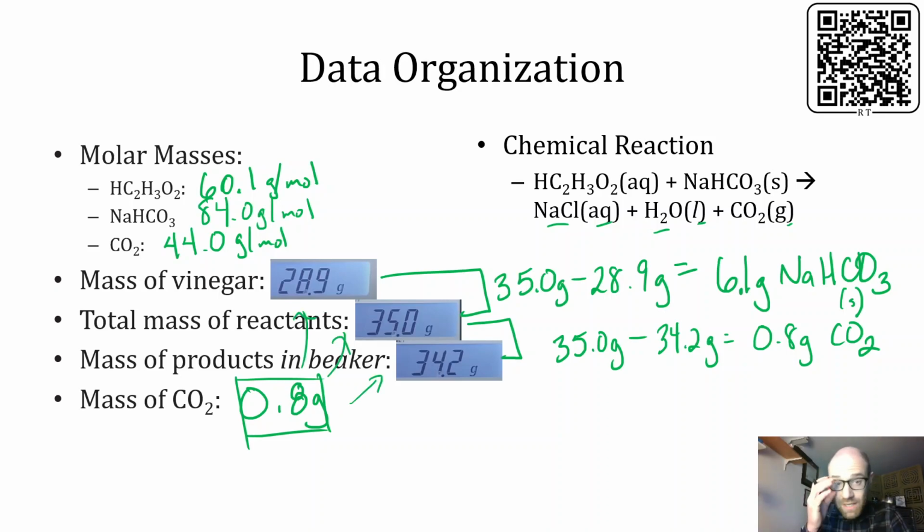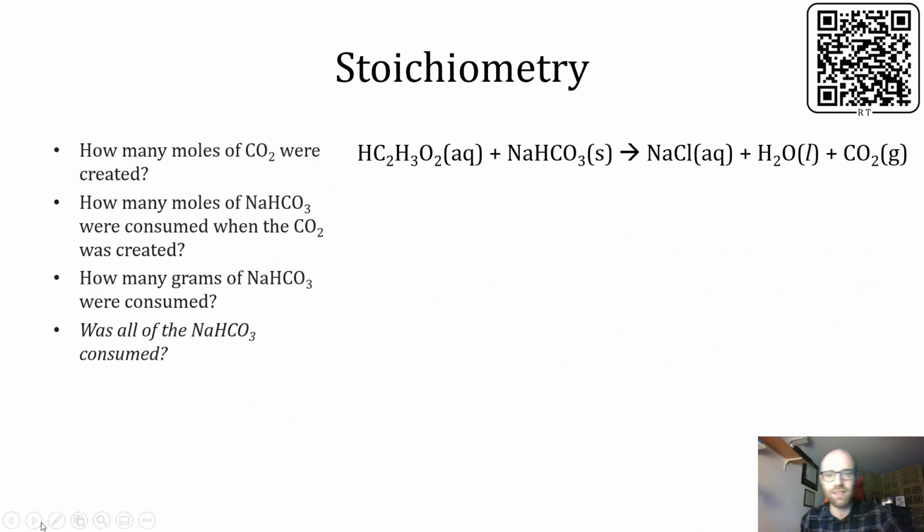Now remember, this 28.9 grams of vinegar is not 100% acetic acid. There's a bunch of this extra water floating around, so we're going to have to do a little bit of math. So this is where stoichiometry really, really comes in handy. Yes, you can convert moles to moles, but scales don't measure moles. Scales measure masses. So that's where we have to step in as chemists and do a little bit of thinking and a little bit of math.